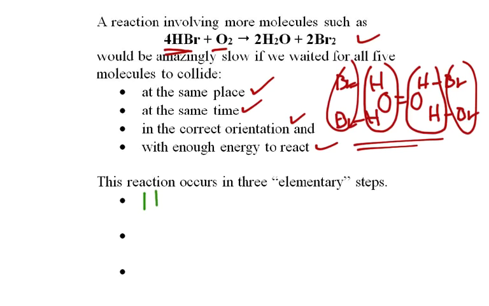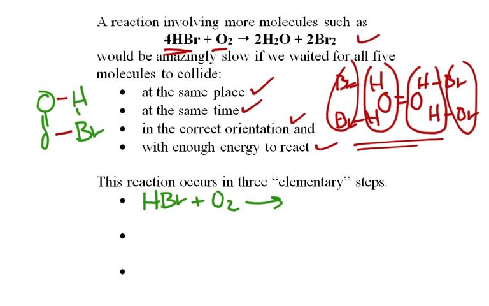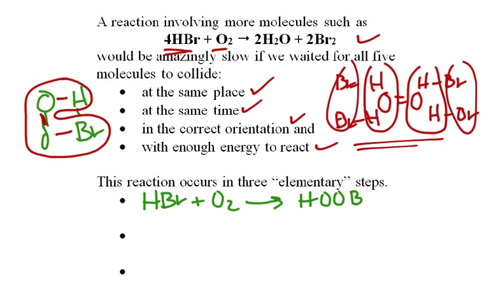So one idea is that the HBr bumps into an O2. So we'd have an O2 and an HBr. If these bump into each other with enough energy and the right orientation, then maybe a new bond would form here and a new bond would form here, and we'd keep one of these bonds and we would get a molecule that would be HOOBr. So we can call that a Huber, just for fun.